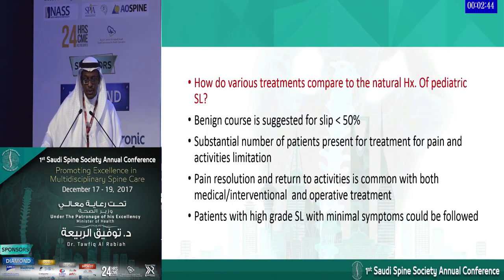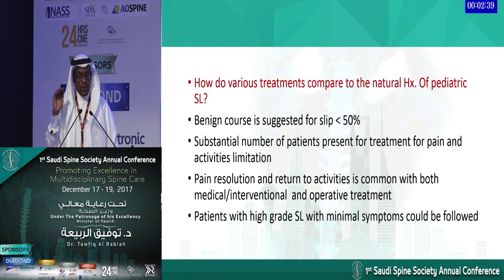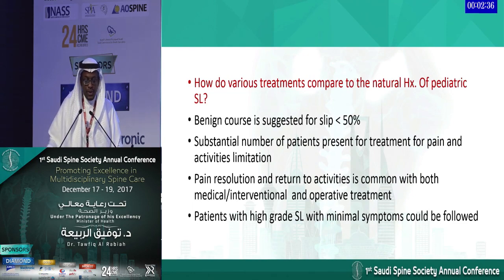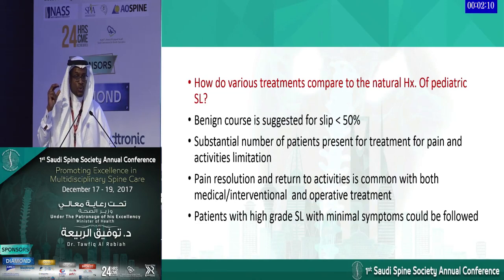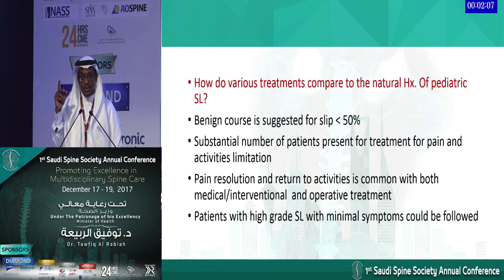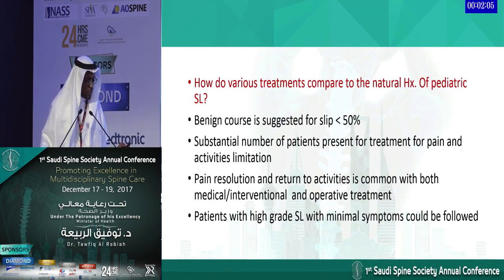So how do various treatments compare to the natural history of pediatric spondylolisthesis? They were talking about various treatment options, whether it's operative or non-operative. They concluded that there is a benign course suggested for slip less than 50%. Substantial number of patients present for treatment for pain and activity limitation. Pain resolution and return to activity is common in both medical or interventional group versus the operative group. So patients return to their activities. Patients with high-grade slip with minimal symptoms could be followed up. So this was based on a small group of patients, about 5 patients who have a high-grade slip who were followed for a long time and they did not develop complications.